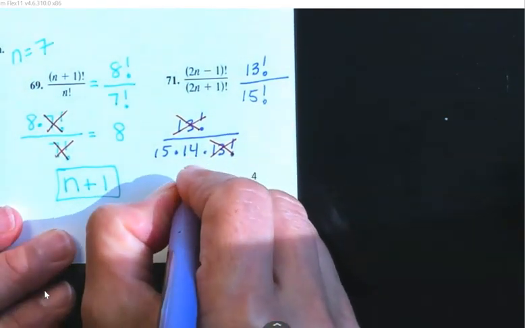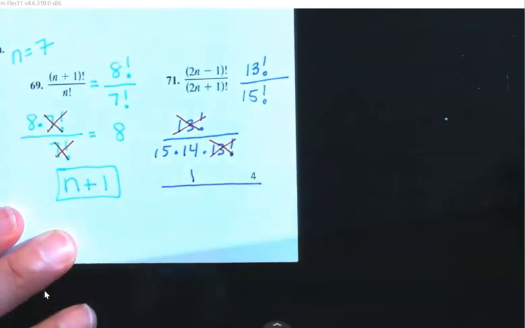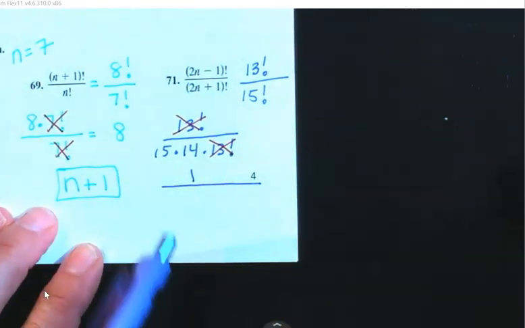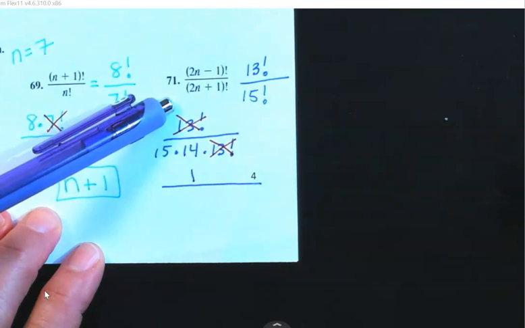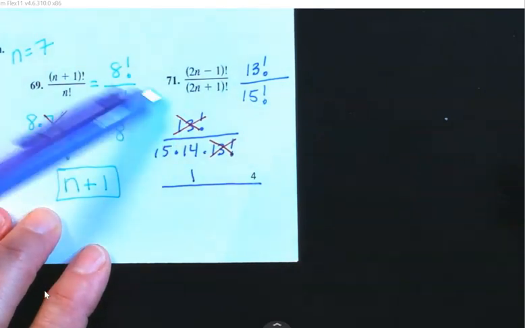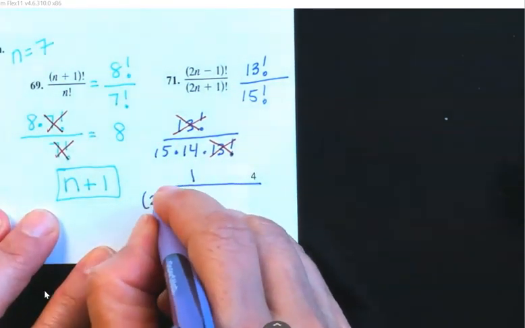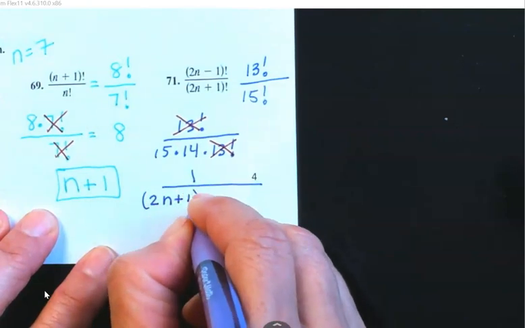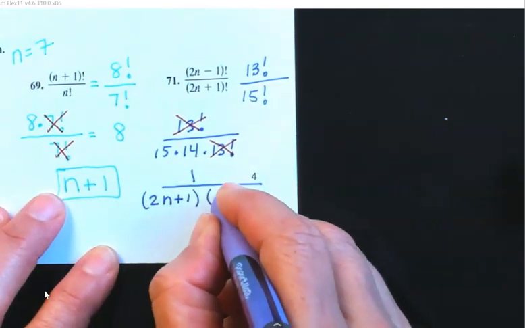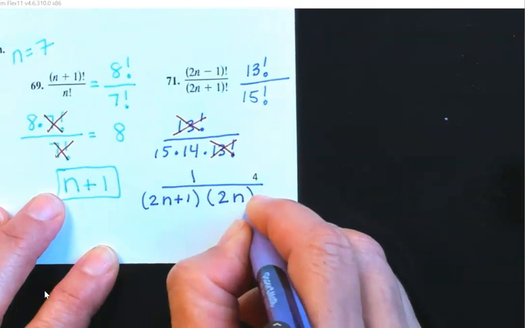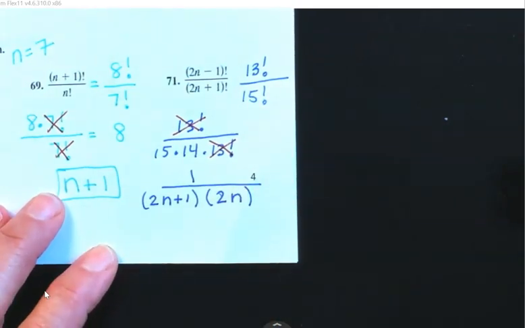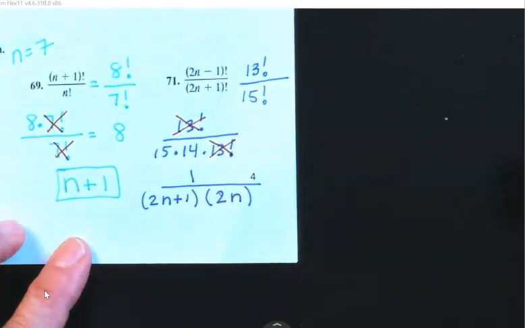So everything canceled out on the top, so it's going to be a 1 on the top. And then how did we get the 15? We got the 15 by 2n plus 1. 15 is 2n plus 1. What's 14 doing? Just 10. That's the answer.